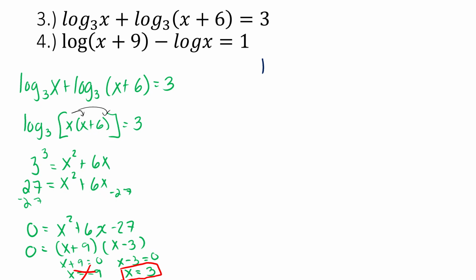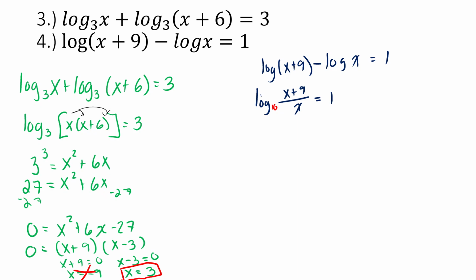Number 4. Log of x plus 9 minus log of x is equal to 1. So on this one, we will also be using a property of logs. This one will use the property that says if you are subtracting logarithms, you can rewrite that as a single logarithm, but as division of the arguments. So x plus 9 over x. And we also need to remember for this one that if we do not see a base to the logarithm, the base is 10. And so we're going to be using the same strategy here, where we're going to change the form over.